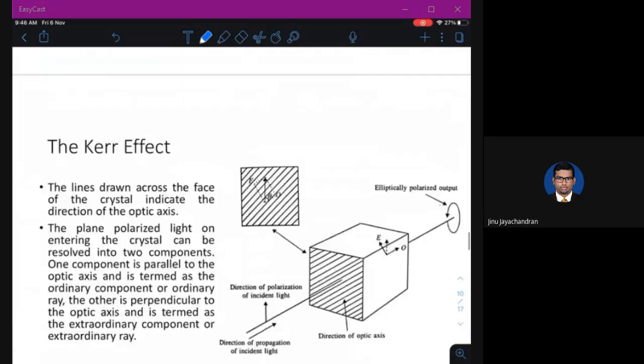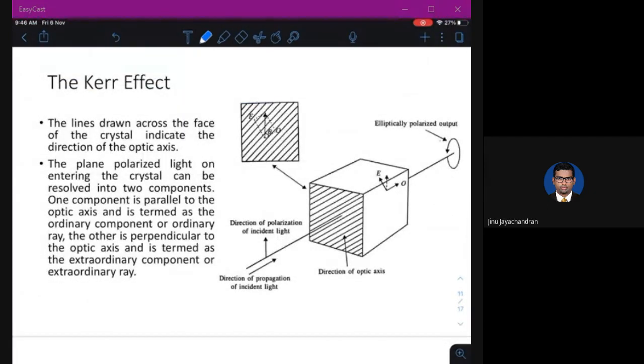To demonstrate the Kerr effect, consider this cubical material. The lines drawn across the face of the crystal indicate the direction of the optic axis. So basically the optic axis is this, and these are the different optic axes, the slanting lines. The plane polarized light on entering the crystal can be resolved into two components. This is the direction of propagation. If you look from here, you can see a structure like this.